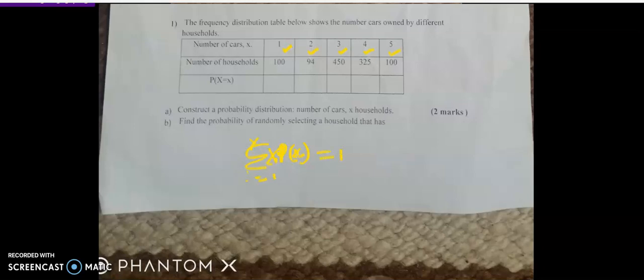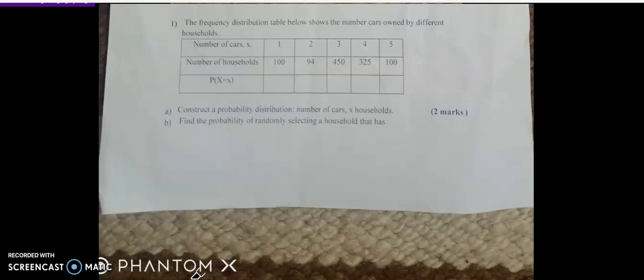But if you observe, there is nothing about random variable in this question. The question simply says that the frequency distribution table below shows the number of cars owned by different households. So we are to construct a probability distribution: the number of cars X, and then the households. Already we have the number of cars, which ranges from 1 to 5. We also have the number of households: 100, 94, 450, 325, and then 100. So what are you going to do in order to construct this distribution table? We just need to fill in these places for X, and that will answer that question.